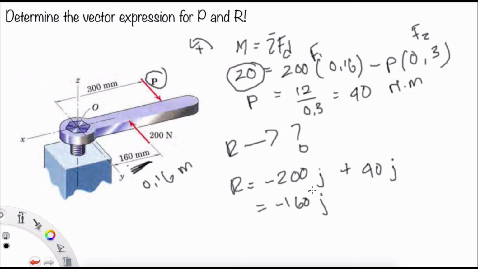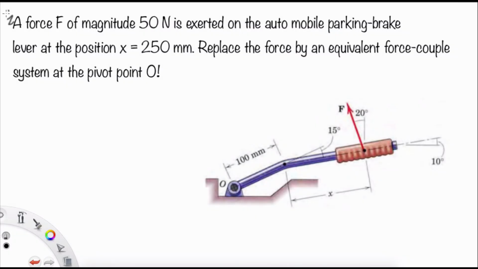So the R will be negative 160 j, where j is the unit vector of this one. Because we don't know the unit vector of this one, we can write it with the notation j. So we have 200 times j plus 40 j, and the resultant of this one is negative 160 j.